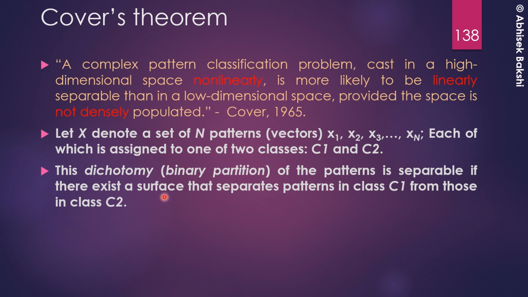The dichotomy of the patterns is separable if there exists a surface that separates the patterns in class C1 from those in class C2. We can say the patterns are separable if there exists a surface. Now the question is: suppose you cannot linearly separate the classes C1 and C2, that is, the set of points from C1 from the set of points from C2 within this set X. How to do this?